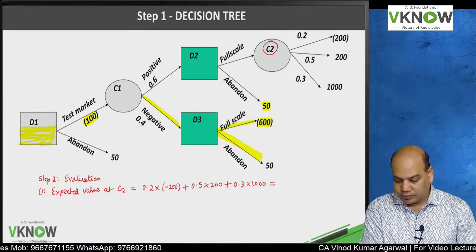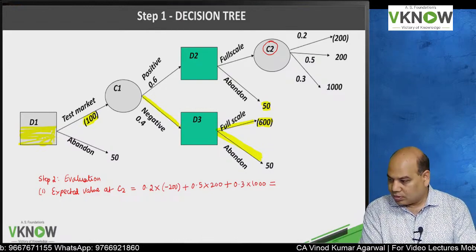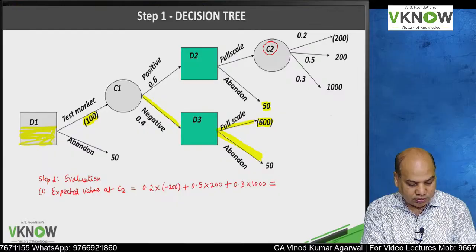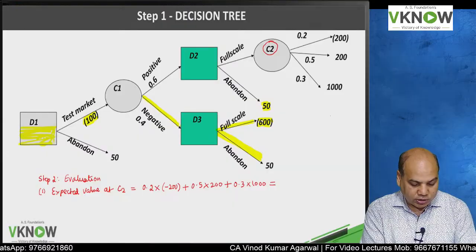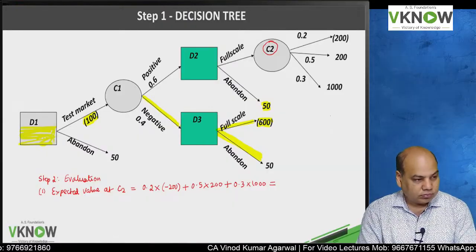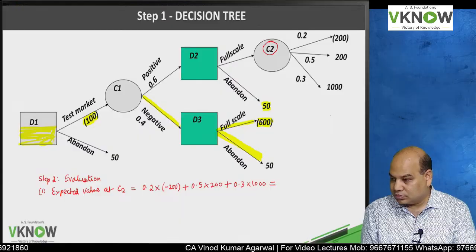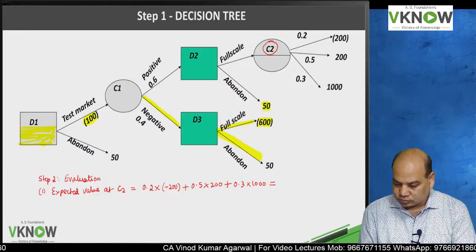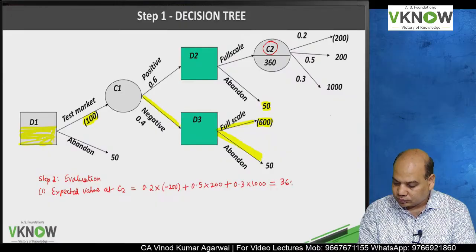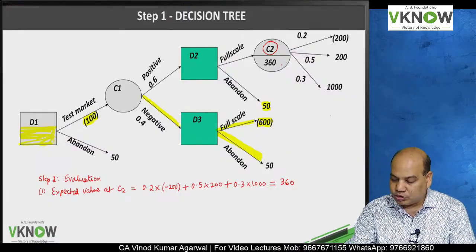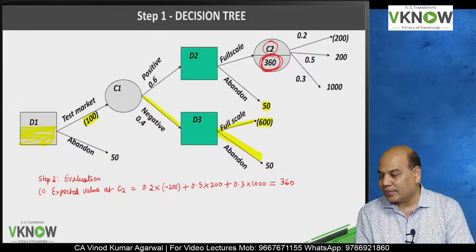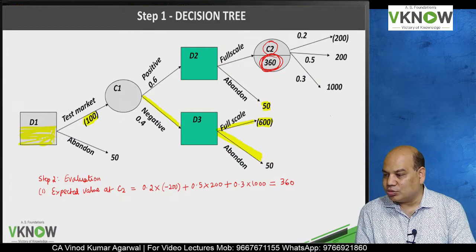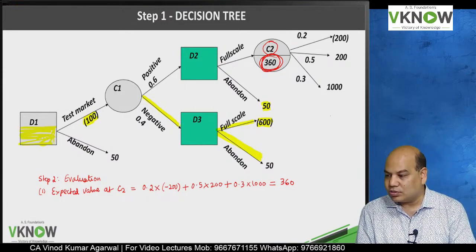What is the answer, please? Anybody who can give me the answer? If you give me the answer today, God will give you the answer in the exam. So what is the answer here? Is it 360? 360 is right. You can put 360 in the circle also here. That means the value of C2 is 360.